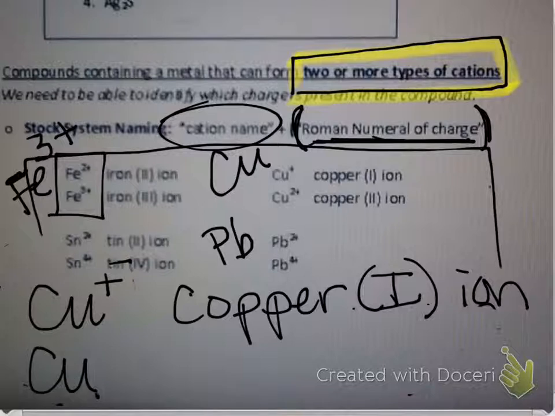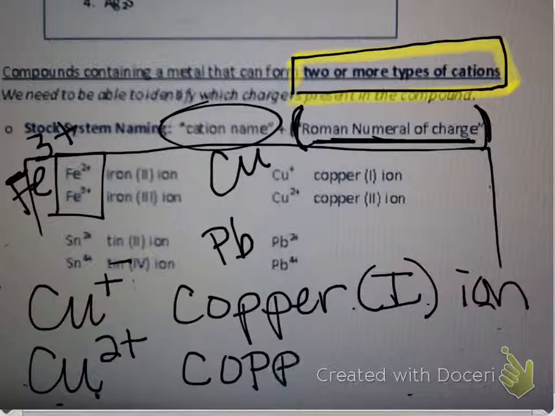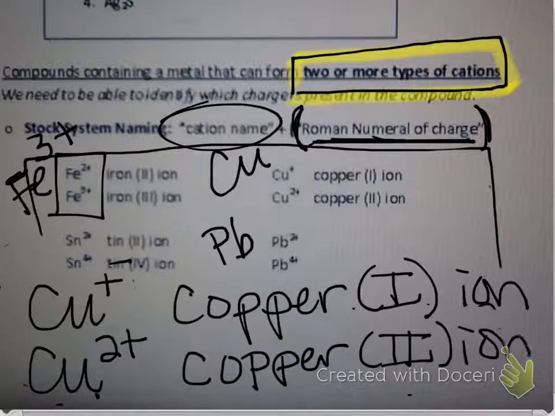And if copper forms the +2 oxidation state, the higher oxidation state, or charge, we're going to call this the copper 2 ion. I think that's pretty obvious now, right? Okay, so you'll need to memorize once again that copper can be +1 or +2.